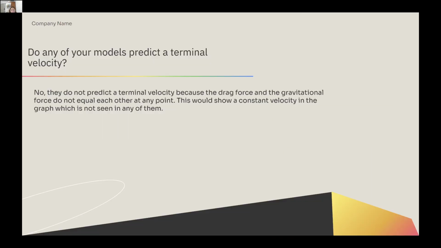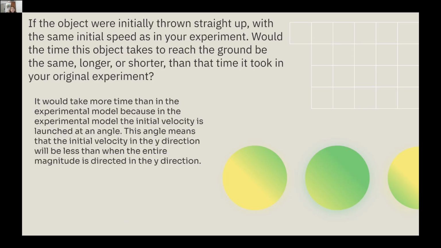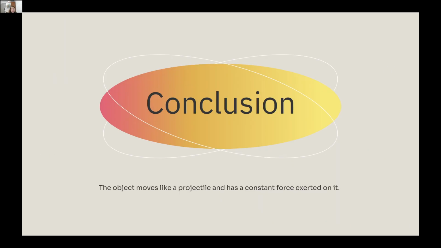And to answer another question: if the object were initially thrown straight up with the same initial speed as it was in our experiment, would it take the same amount of time, longer, or shorter than it did in our experiment? Our answer was that it would take longer, because it would be going to a higher point, since it would no longer be needing to multiply by sine theta. It would just be multiplied by 1, which means that the value would be at its maximum and it would be going as high as it can, which gives it more time in the air, which lengthens the time that it's off the ground.